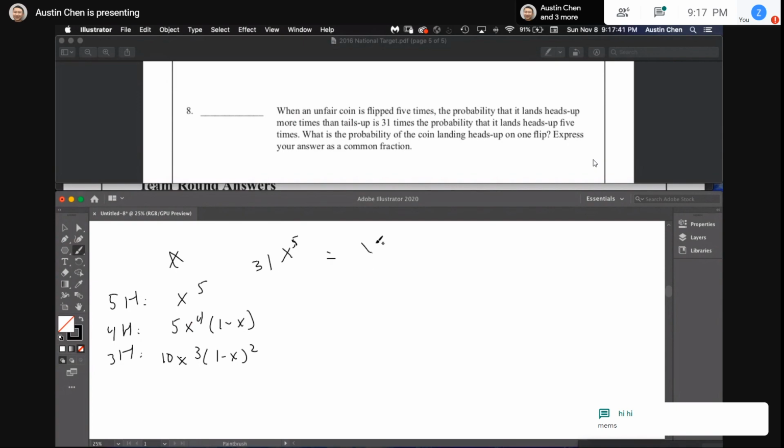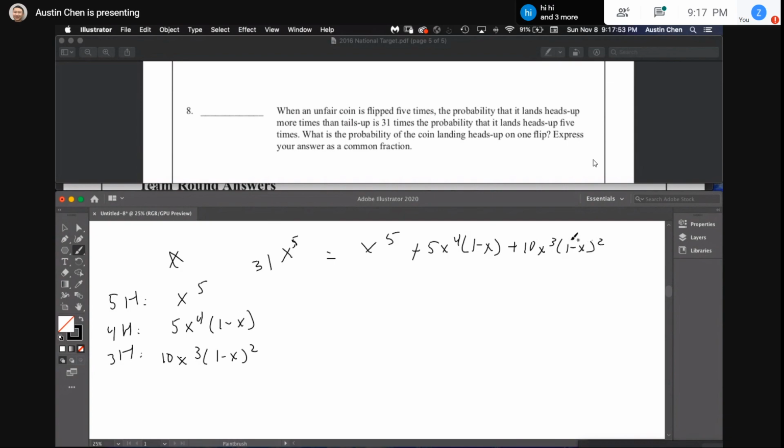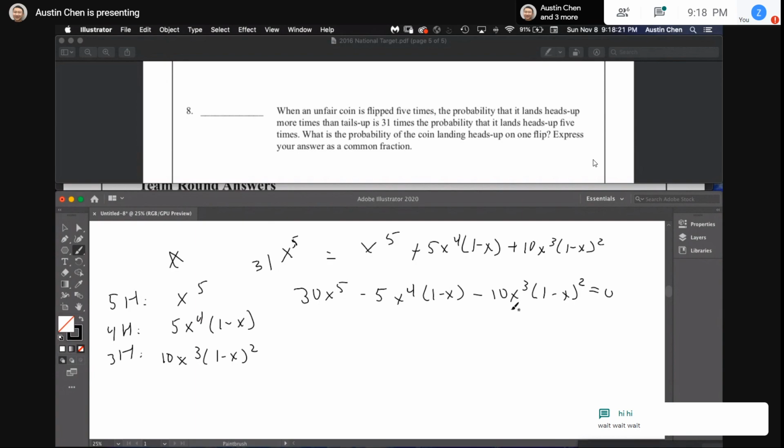Then we have this equaling x to the fifth plus 5x to the fourth times 1 minus x plus 10x cubed times 1 minus x squared. And then we have 30x to the fifth equals 5x to the fourth times 1 minus x plus 10x cubed times 1 minus x squared. Now, this is a quintic function, but there's nothing the TI can't handle. So we should just put this equation into our TI and see what it gives us.